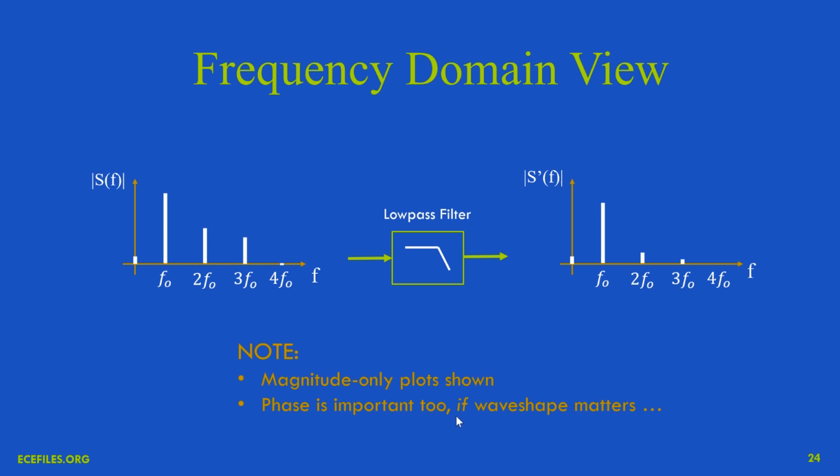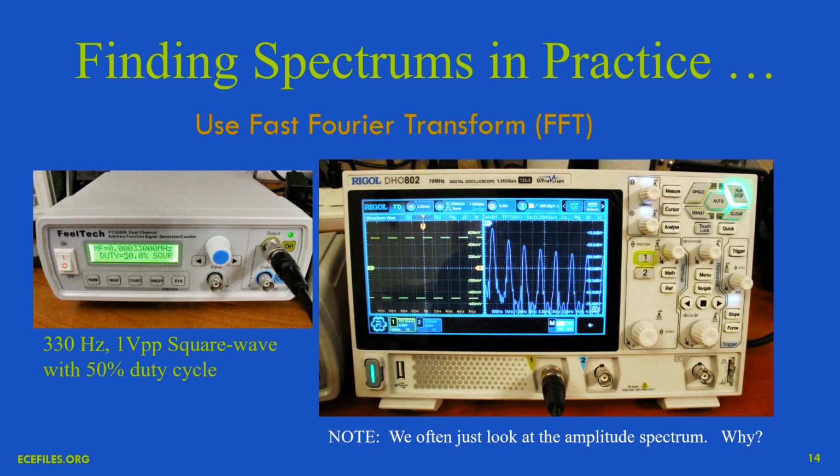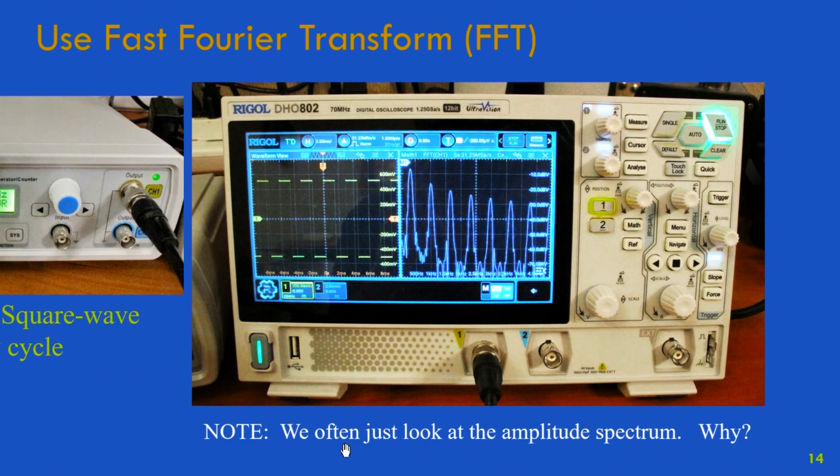Phase plots can also be important, but they're not done as much, mainly if wave shape matters. If you really do have to reconstruct the final output wave shape, then phase can be important as well. Indeed, in part number 1, we showed this display of the fast Fourier transform on our oscilloscope, and we made the statement that we often look at amplitude spectrum only. And why? Well, number one, it's the only thing, as far as I can tell, that this scope puts out. It doesn't even show you the phase spectrum.